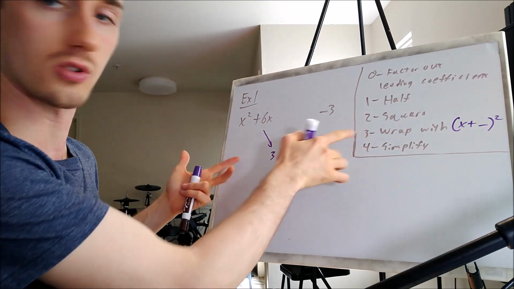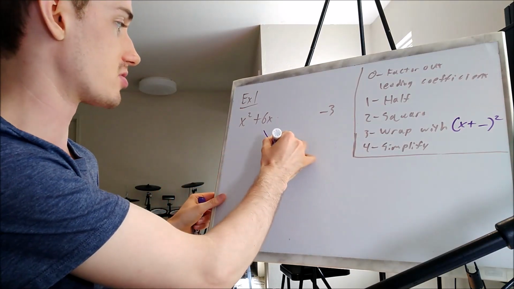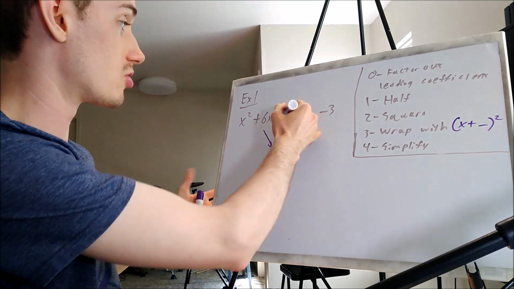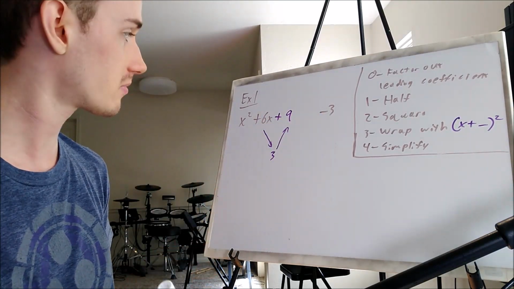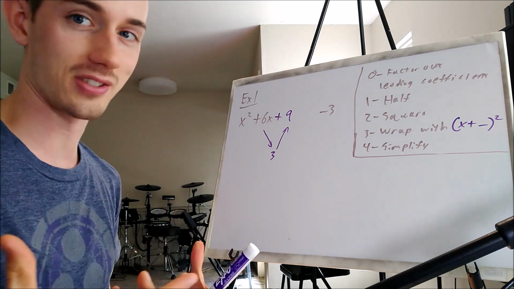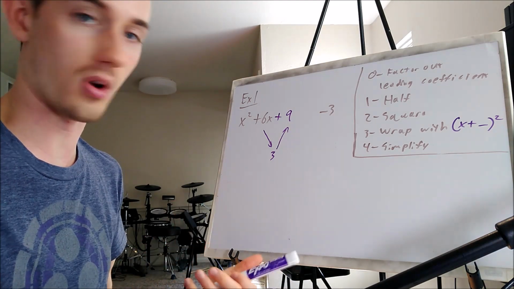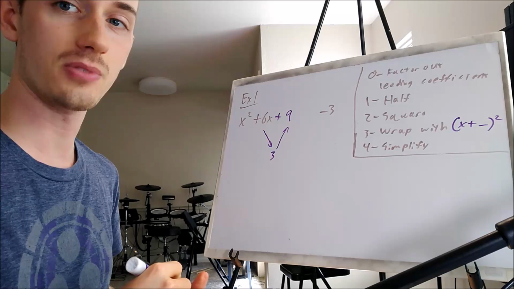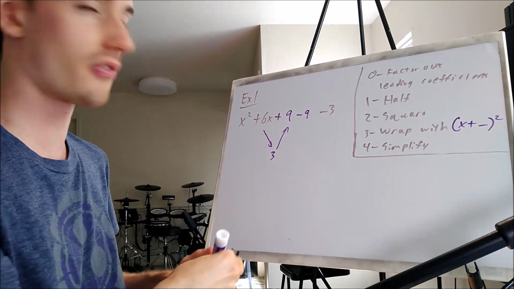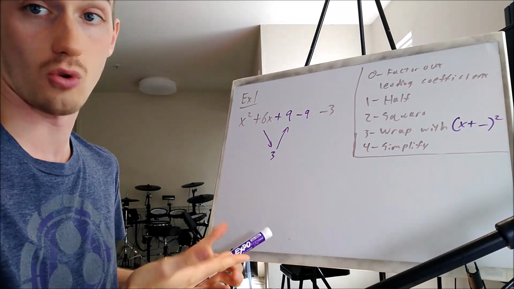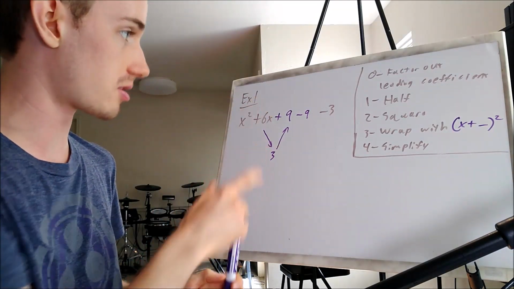Step 2 is squaring it. So we've got 3 now. 3 squared, or 3 times 3, is just 9. So I'm going to put that up there and add it to the rest of it. Thing is, I can't just add things to quadratics or functions whenever I want. If I add something, I have to subtract it as well. So I'm going to say minus 9. So I've effectively added 0 there. So nothing's changed. That's it for step 1 and step 2.